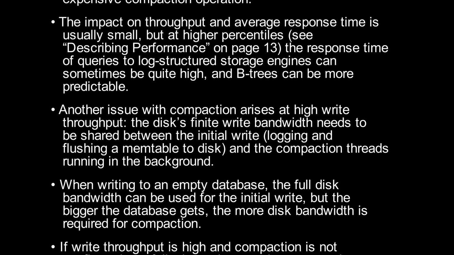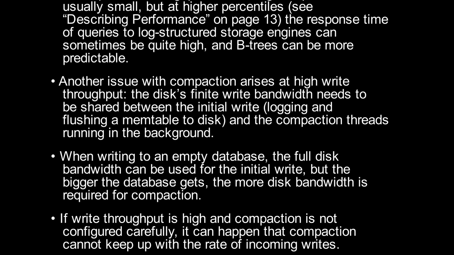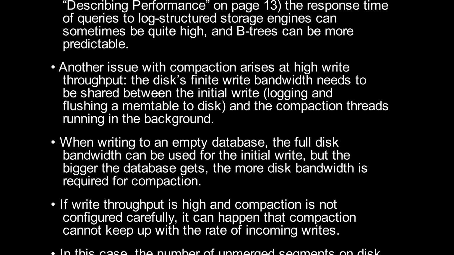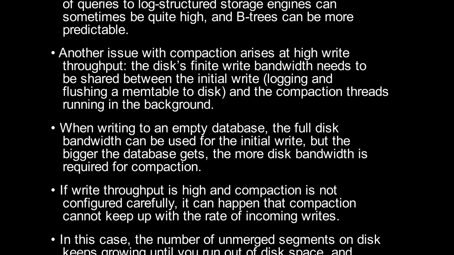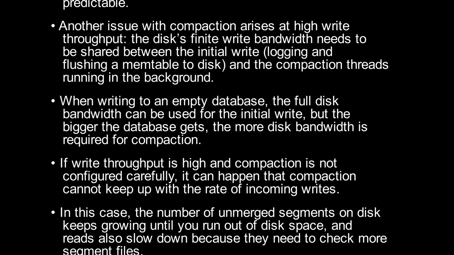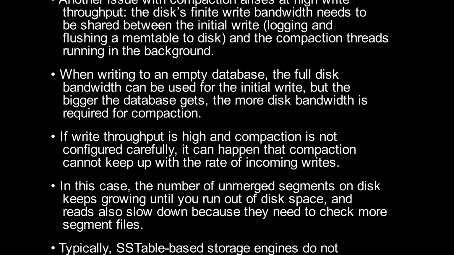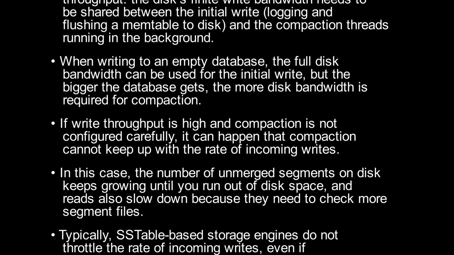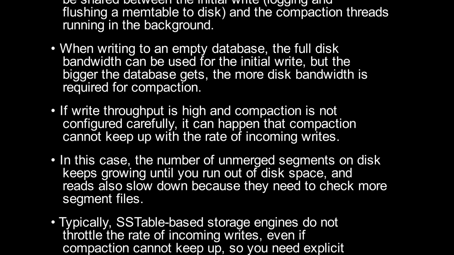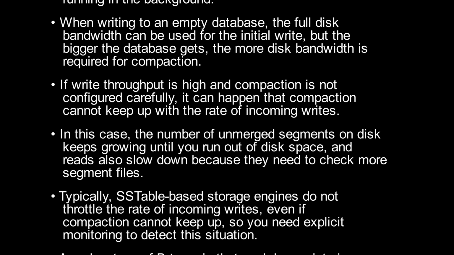When writing to an empty database, the full disk bandwidth can be used for the initial write, but the bigger the database gets, the more disk bandwidth is required for compaction. If write throughput is high and compaction is not configured carefully, it can happen that compaction cannot keep up with the rate of incoming writes. In this case, the number of unmerged segments on disk keeps growing until you run out of disk space, and reads also slow down because they need to check more segment files.